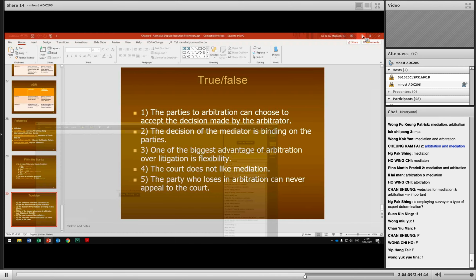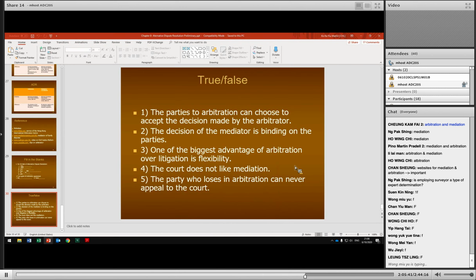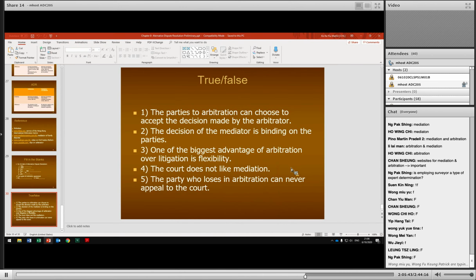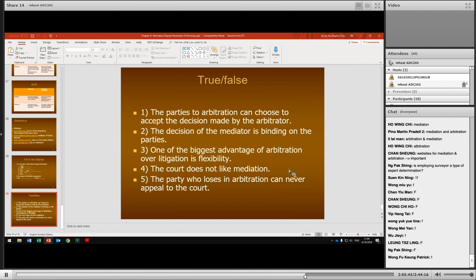So very good. It should be false, because the decision made by the arbitrator will be binding on the party, just like the verdict made by the judge. Okay. So decision of arbitrator is binding on the party.